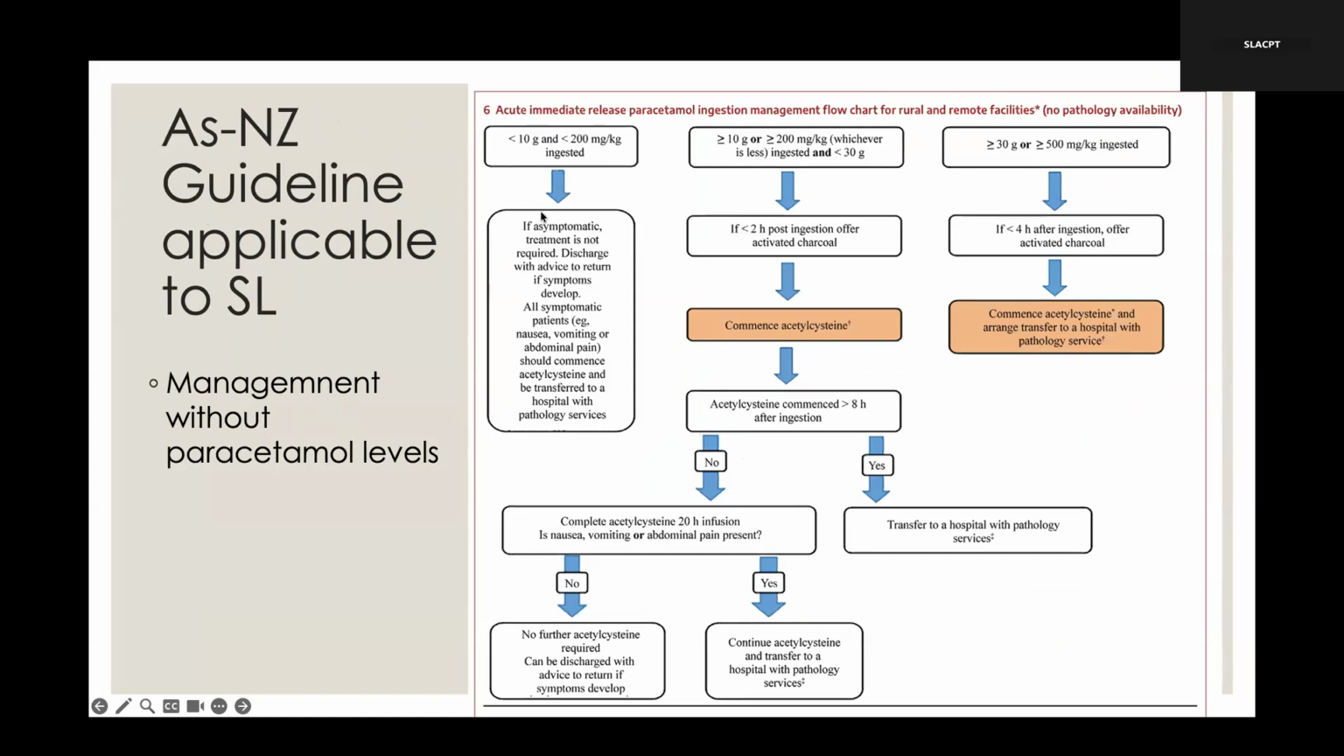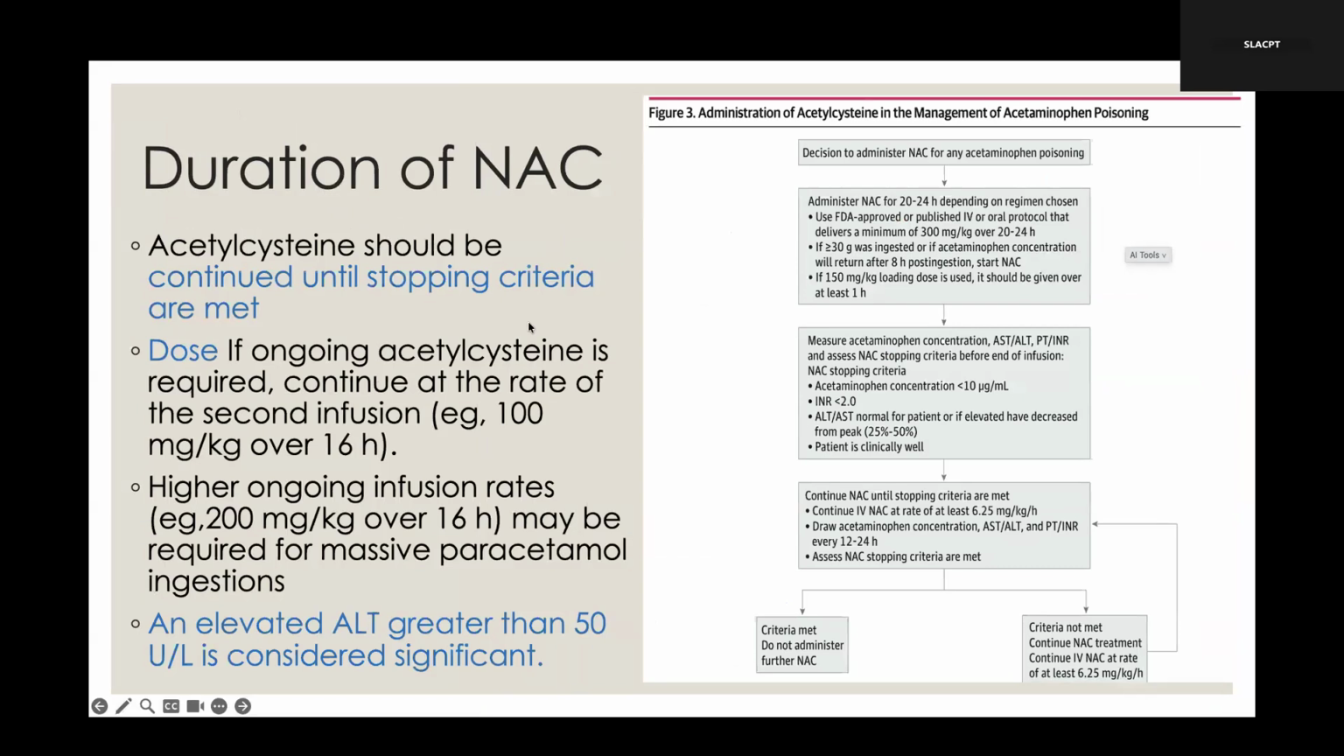If it is a low dose and the patient is asymptomatic, you don't start anything. Whereas if it is a toxic dose and less than 2 hours, you give the activated charcoal and commence acetylcysteine. And if it is very high, then commence acetylcysteine, and they say to transfer to a better place. And then the duration of NAC is another question that is addressed.